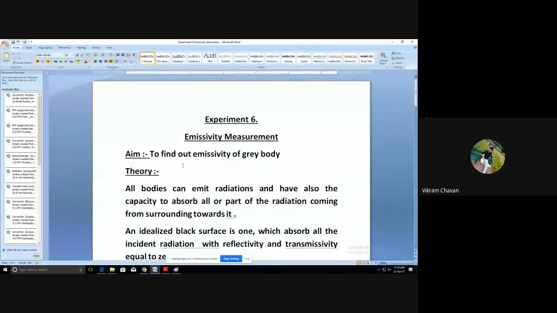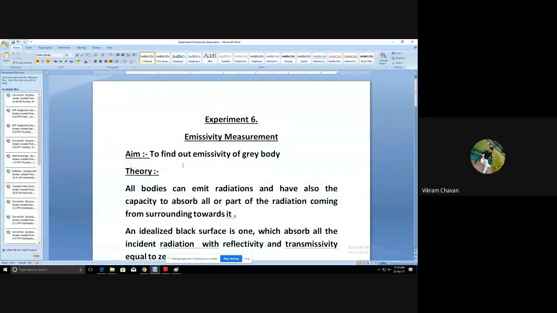Yeah. So today we are going to understand how to measure the emissivity of any body or any substance. And for that purpose, we are going to perform one experiment. So the emissivity measurement experiment is what we are going to perform. Now, in this particular experiment, our aim is to determine the emissivity of a gray body.